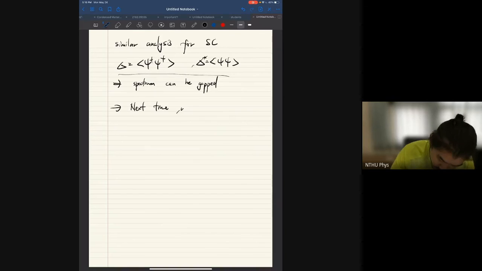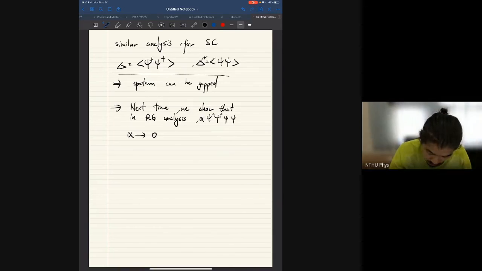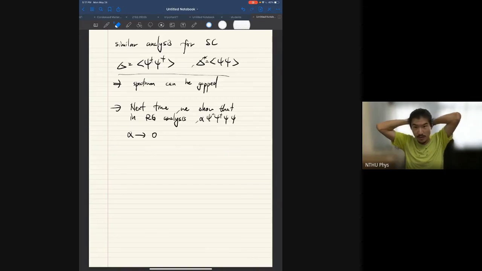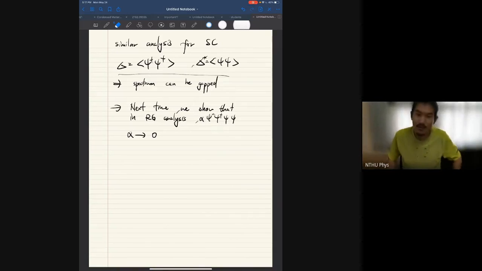So next time we show that RG analysis, the four fermion term, alpha goes to 0. Okay, so basically that's what we want to show you next time. Okay. So I guess I'm stopping right now. So if you have any question, you can ask right now.